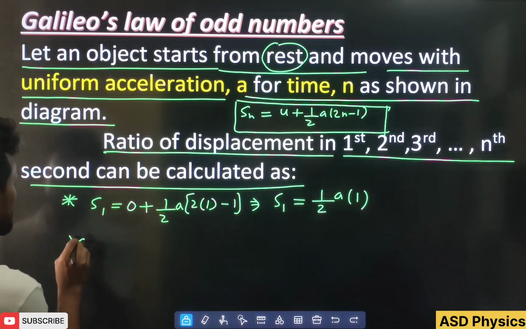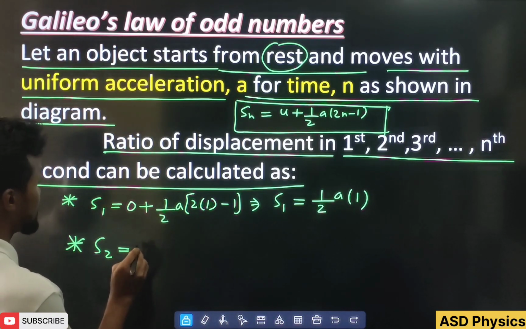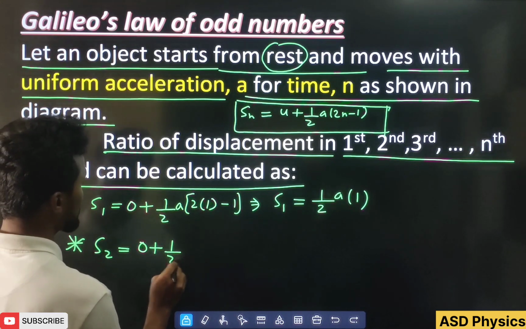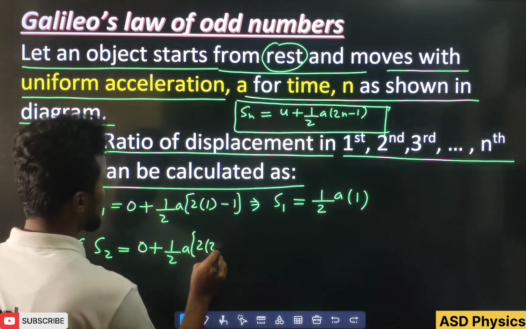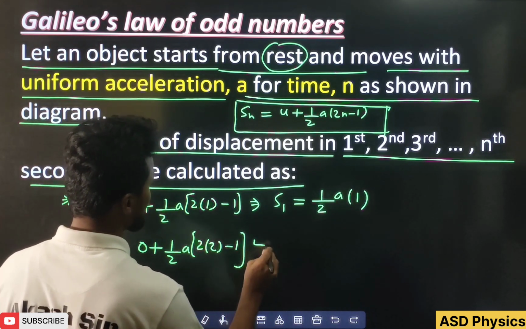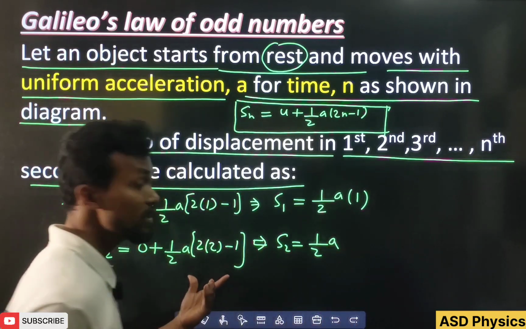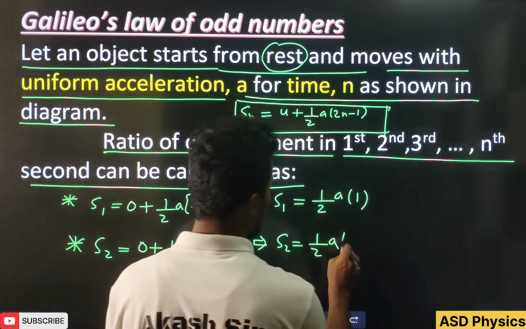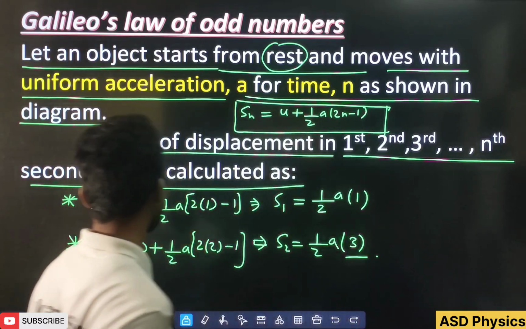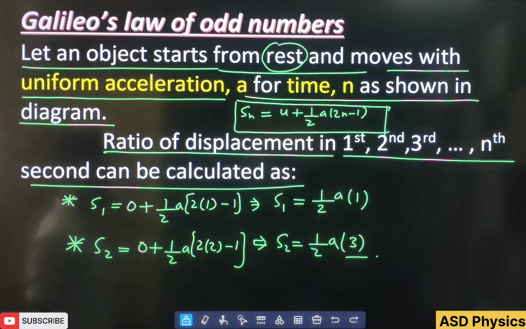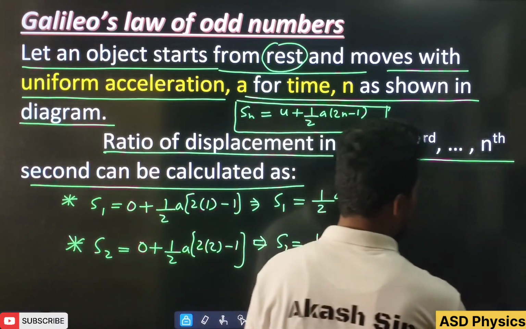Similarly, if I write for the second, from t = 1 to t = 2, it becomes 0 + (1/2)a(2 × 2 − 1). That means S2 = (1/2)a × (4 − 1), which is 3. So you can see S1 is (1/2)a × 1 and S2 is (1/2)a × 3.